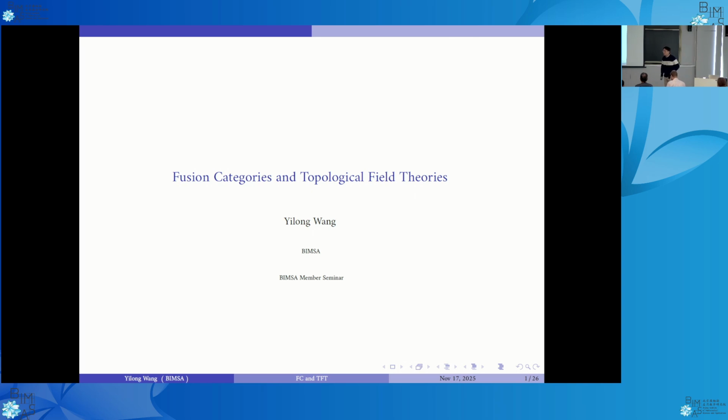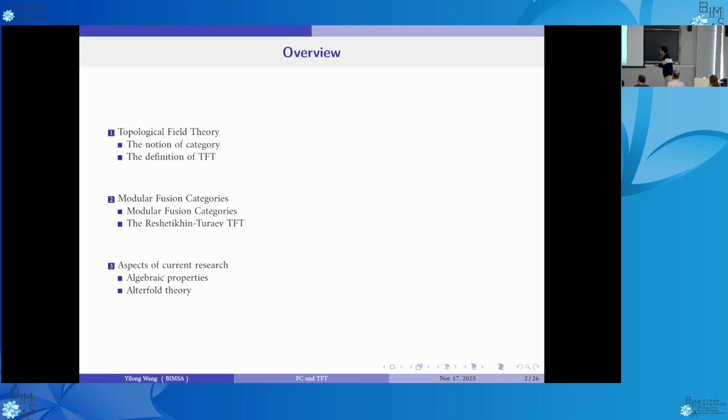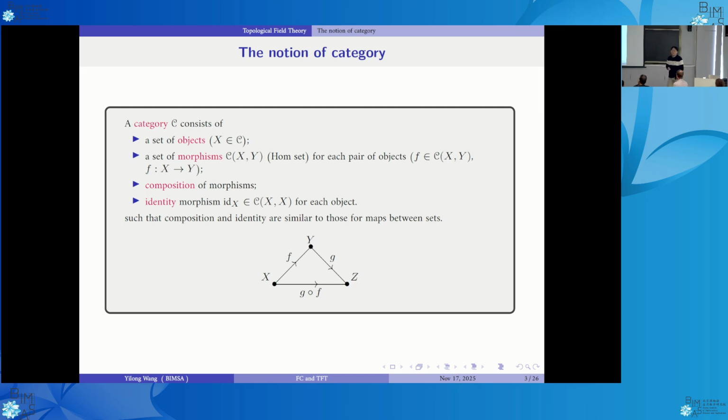I'd like to thank the organizers for this opportunity to talk. Well, I work on fusion categories and topological field theories, and today I will briefly introduce what I'm doing. Before talking, I think it makes sense to first give an overview. I will review a little bit about the notion of category and then the definition of TFTs, topological field theories. And then there's this construction of topological field theory from modular fusion categories and some aspects that I'm working on. Okay, so we start with the notion of category.